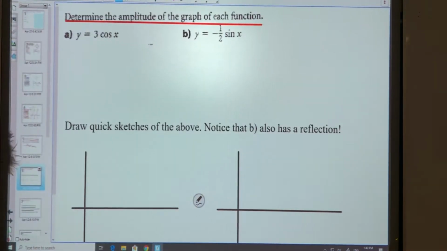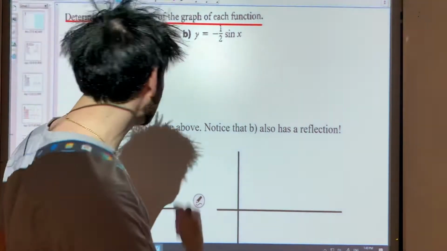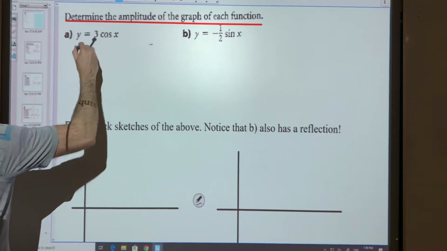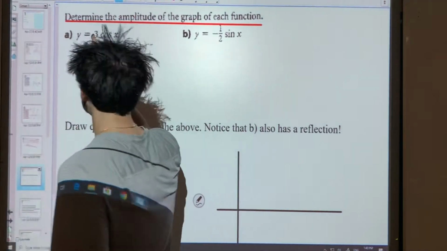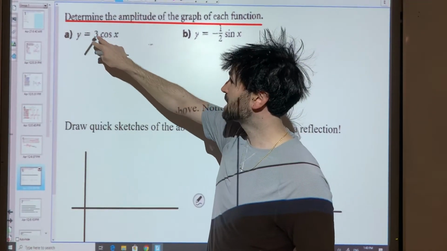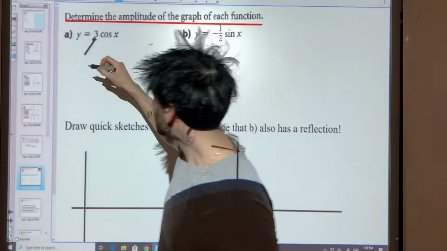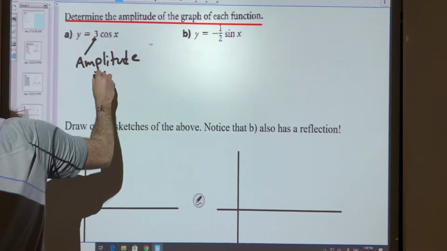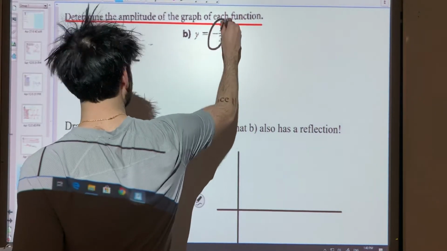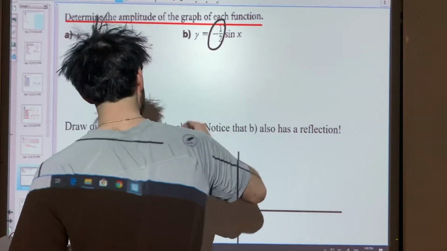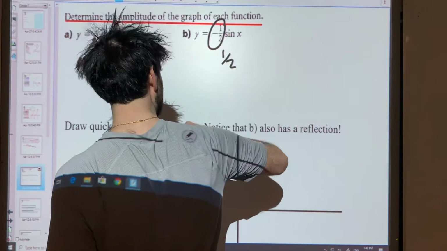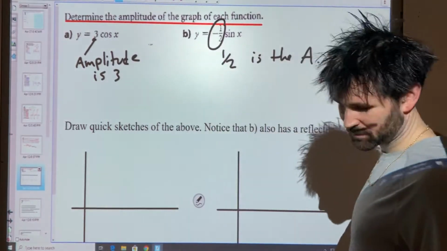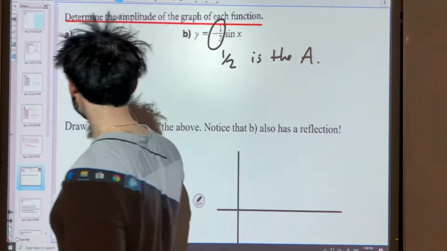Perfect. Let's get a couple sketches under our belt here. It says determine the amplitude of each function. The amplitude is always the number out in front, right? And if you think about it, because you're going to be multiplying your y values by 3, it makes sense that this is the number that tells you the amplitude. So I'm just going to write amplitude is 3. And for this one, it says -1/2, but the amplitude is 1/2. All right, let's get a sketch of each one of these.